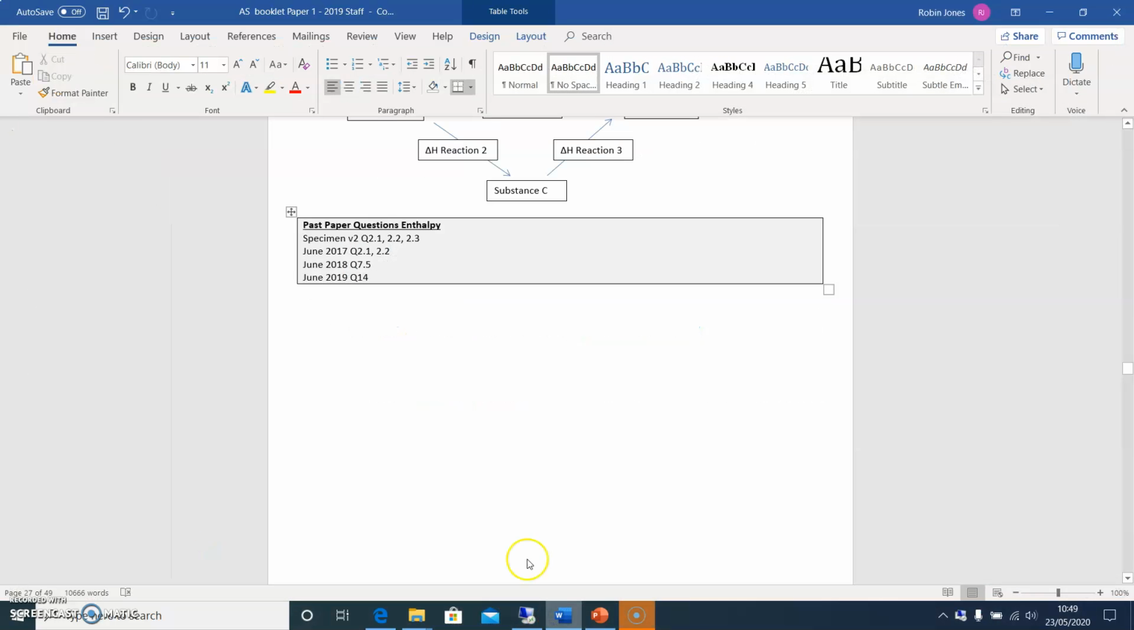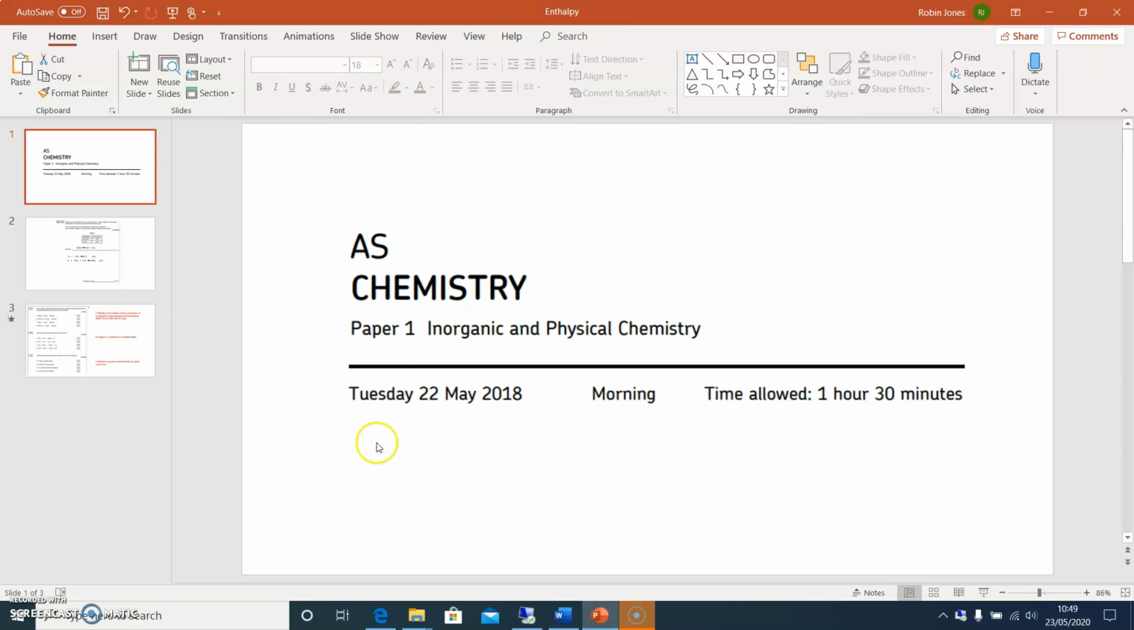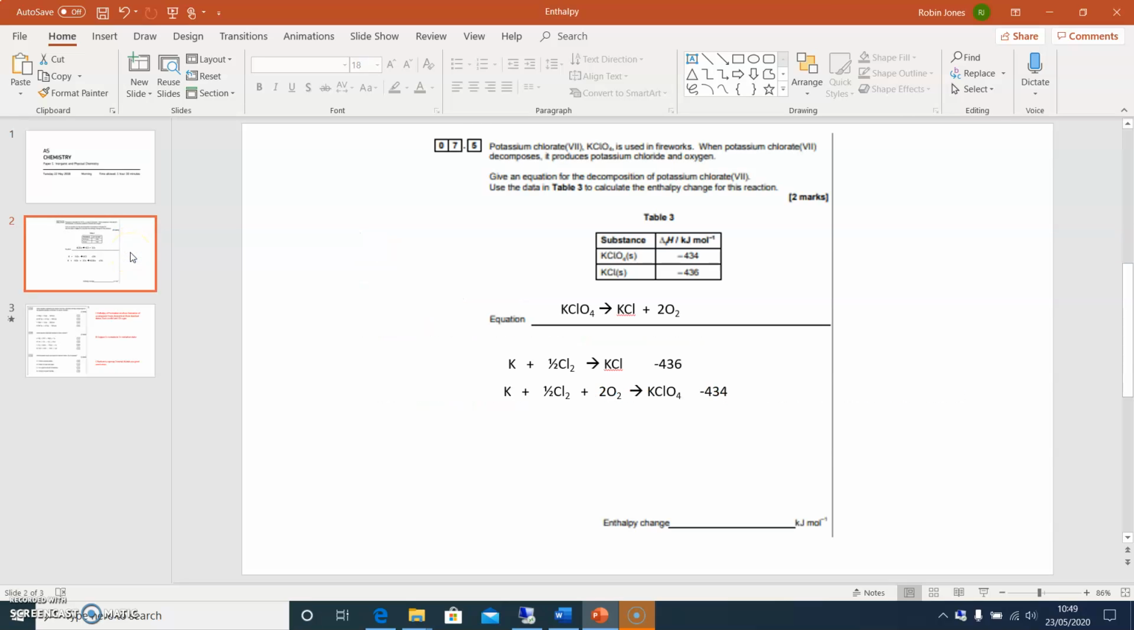Okay, the next question we're going to look at is June 2018, question 7.5. Potassium chlorate 7, KClO4. Let's try and work out why it's 7, by the way. Why is it 7? Chlorate 7.